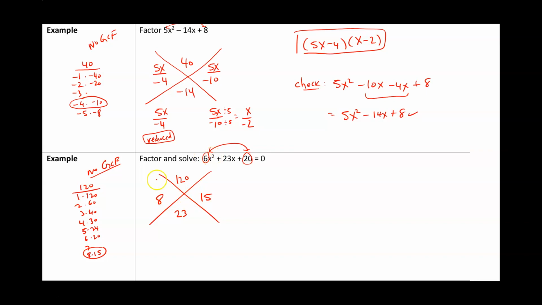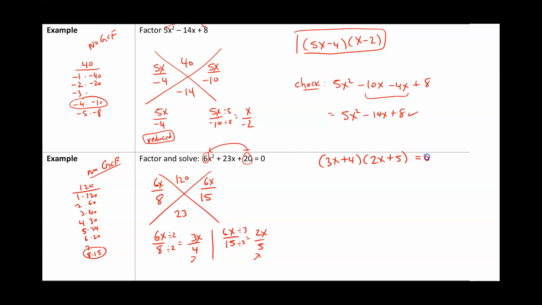Then ignore that 2 and put a 6x on top of each. I have 6x over 8, and I have 6x over 15. Then I'm going to reduce these. So 6x over 8 is not reduced. I can divide these each by 2. So this gives me 3x over 4. Then I have a 6x over 15, also not reduced. If I divide this by 3, this gives me 2x over 5. So these are going to be my two factors, 3x over 4, or 3x plus 4, and 2x plus 5.